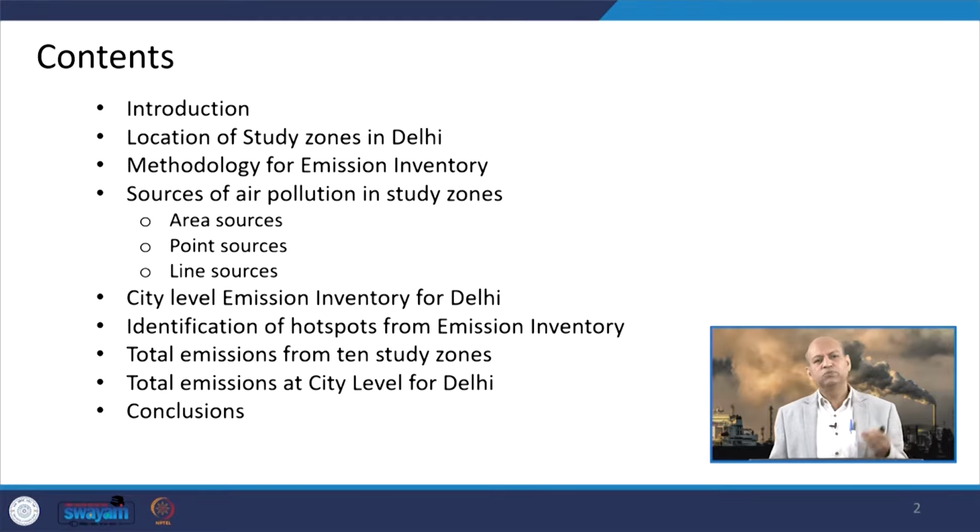Then different sources which have been incorporated in this particular study like area sources, point sources or line sources related emissions. Then city level emission inventory for Delhi, because the case study is focused on a certain number of study zones, 10 study zones are there, we will see, but then it has been extrapolated to estimate the emissions from the entire Delhi city. So, that methodology also we will see.